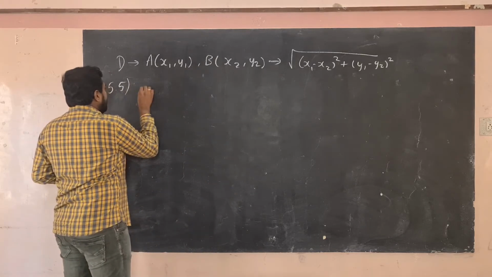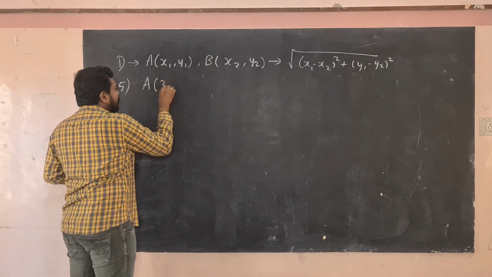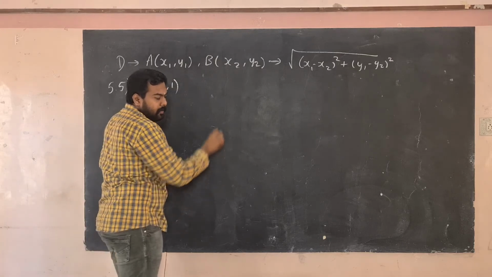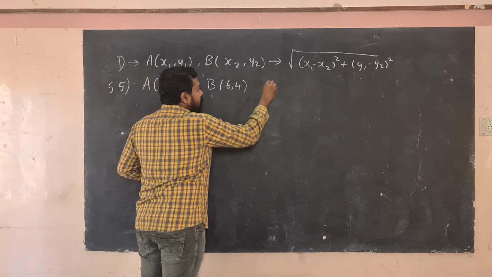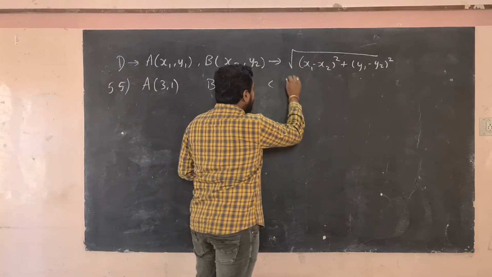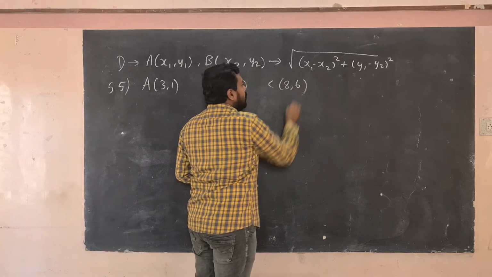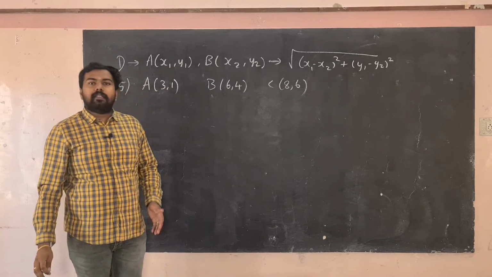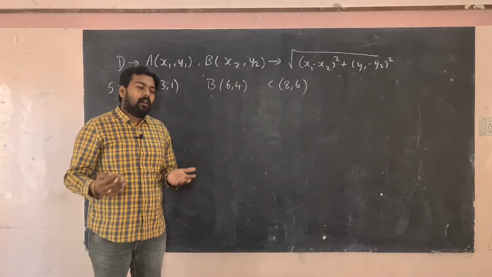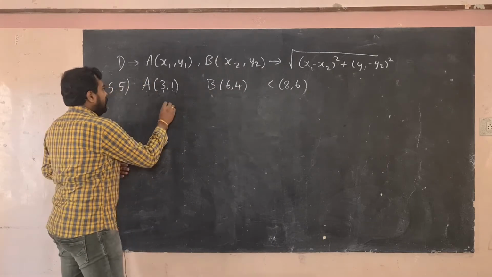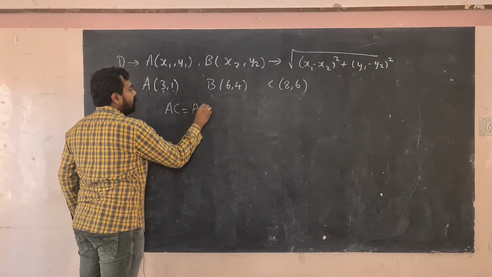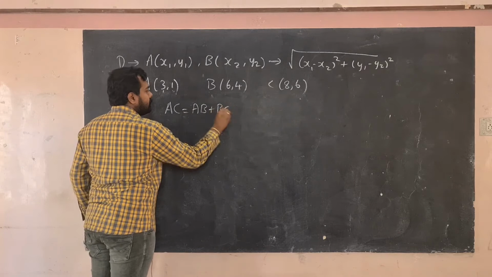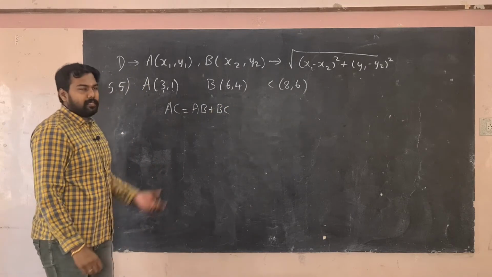What they have given? A point, which is 3, 1. Then B point 6, 4. Then C, which is 8, 6. Okay. So what we have to prove? We have to prove that these 3 points lie on a straight line. So how to prove? We know that, which is AC is equal to AB plus BC. AC is equal to AB plus BC.